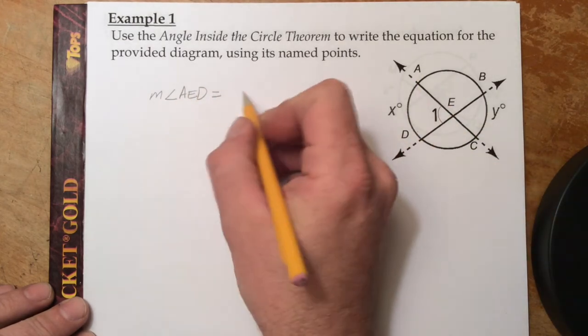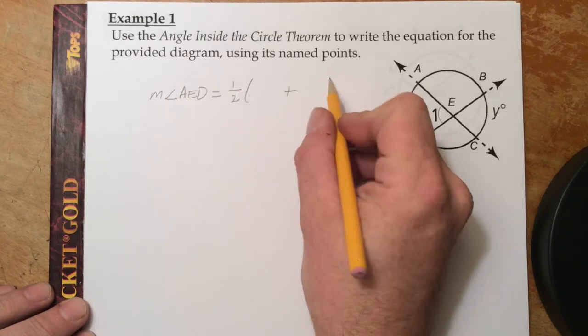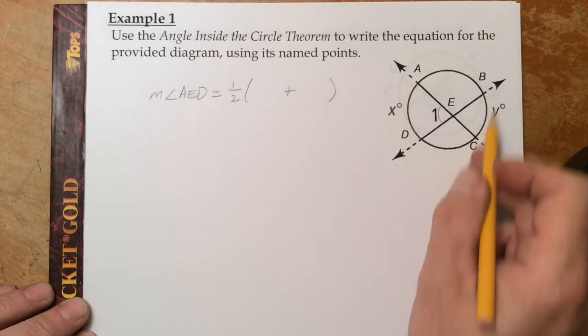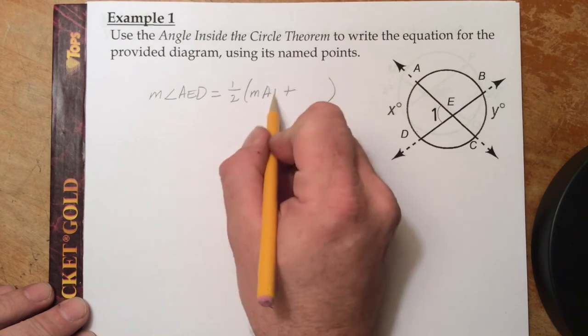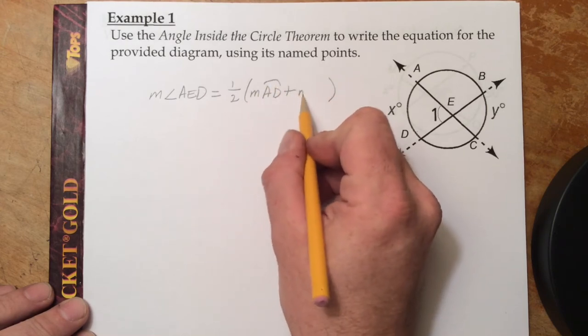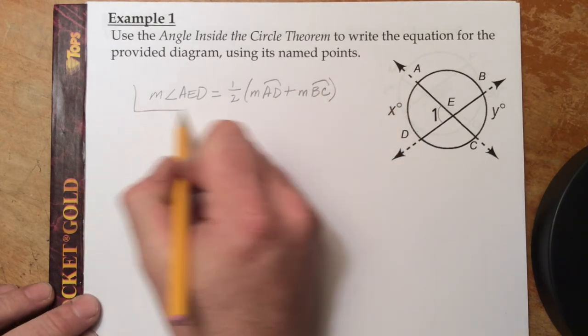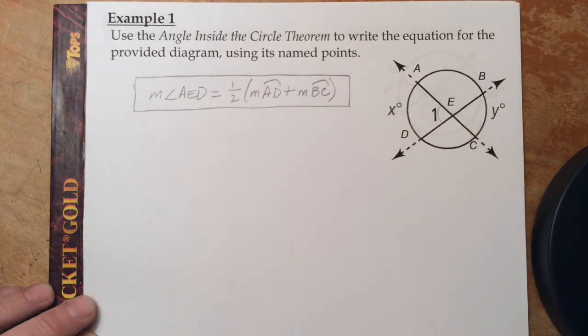And according to the theorem, it's 1/2 times the sum of the measures of the two intercepted arcs, AD and BC. So 1/2 times the measure of arc AD plus the measure of arc BC. This is an equation that would help us solve any problem dealing with these angles and arcs.